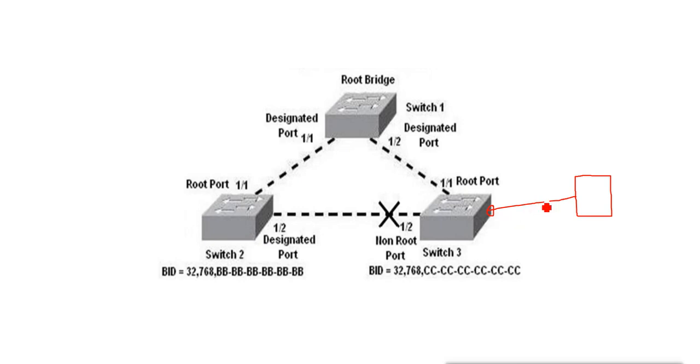When you connect any device to your Cisco switch, it will not directly enable it. It goes through these different states. The first state is the blocking state, then it goes to the listening state, then the learning state, and then the forwarding state. So these are the different states of every port we have on the switch.